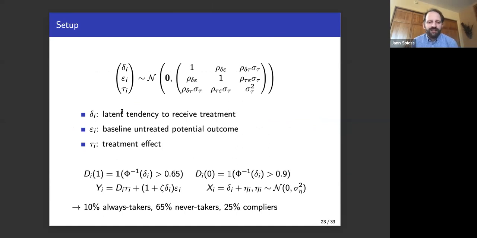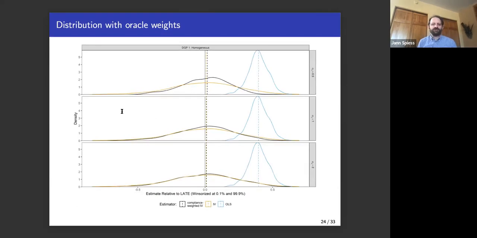The idea is that we provide a DGP that allows us to correlate the treatment effects with compliance, as well as provide heteroscedastic and homoscedastic cases, where in all of those cases, what we're doing is we're comparing different ways of estimating compliance weights and looking at their performance. So let me just give you some pictures to give you a flavor of what we find here.